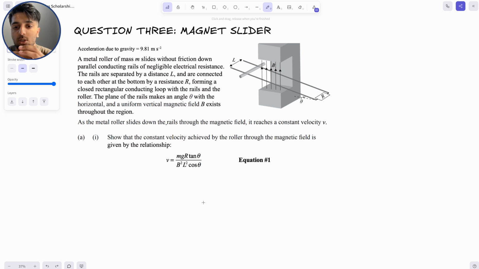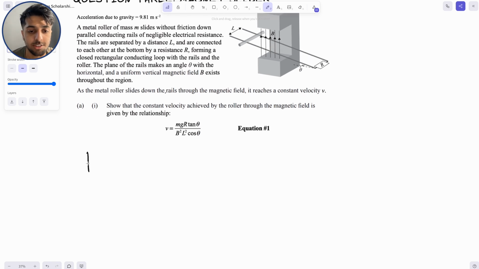When something reaches a constant velocity, there is no net force, because the net force will cause it to accelerate. And so the force that causes the roller to go downwards must be equal to the force that is pushing back up. And so that force that's pushing back up is actually Lenz's law. And so it's the balance between these two forces that allows it to go at a constant velocity. So the gravitational force down the slope is equal to mg sin theta.